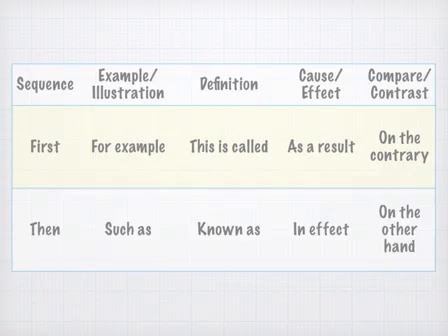Oftentimes on the TOEFL, you'll find a lot of technical and academic vocabulary, and this will actually be defined for you. The new words that you come across will be defined for you. So you'll come across definition signal words like this is called or known as, and then they will give you the name of what the process is called. If you're looking at cause and effect, you can look out for things like as a result or in effect. And if you're looking to compare and contrast things, you can expect language like on the contrary or on the other hand.